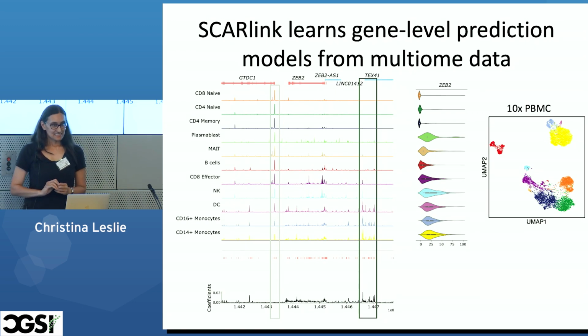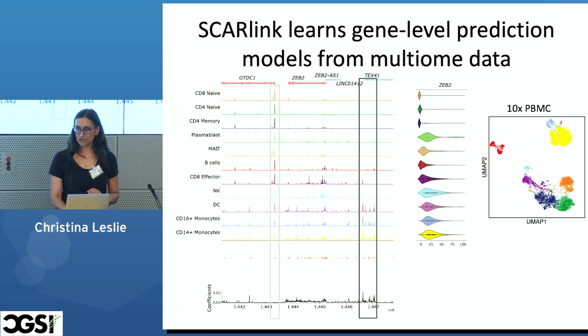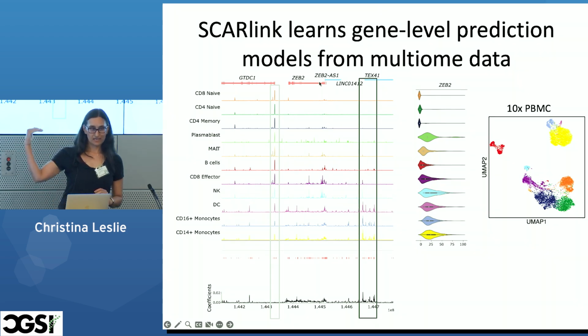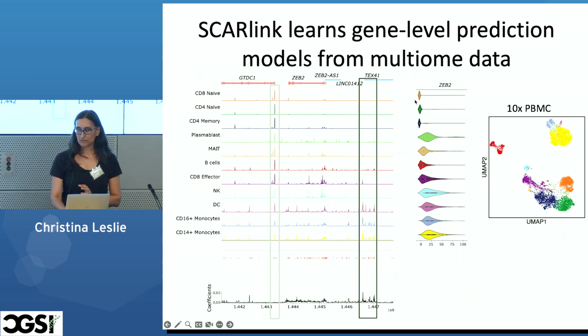I think it's easiest to see with an example. Okay, so this is the model for ZEB2. It's the gene here. It's transcribed right to left. Okay, and this is just PBMC data. This is peripheral blood multi-ome. It's on the 10x website. Okay. And I'm showing you the pseudobulk of the ATAC and also the distribution of gene expression per cell type. And I'm showing you here the regression model, okay?